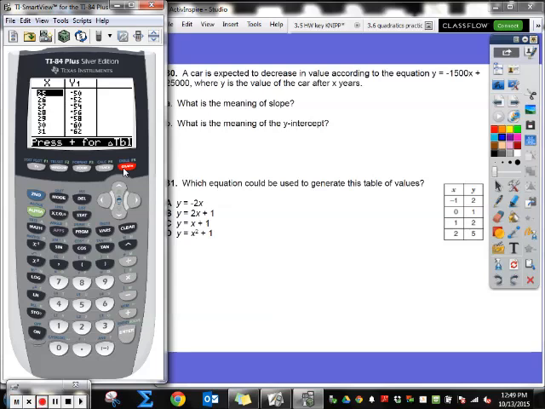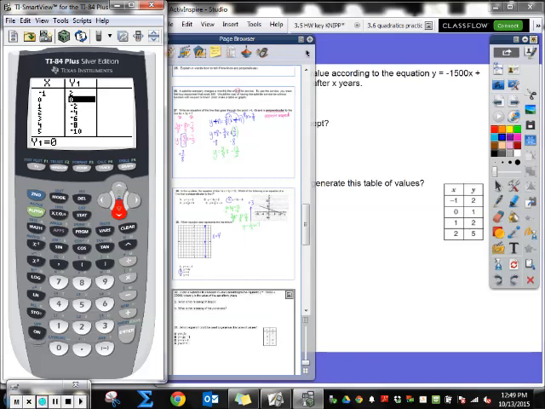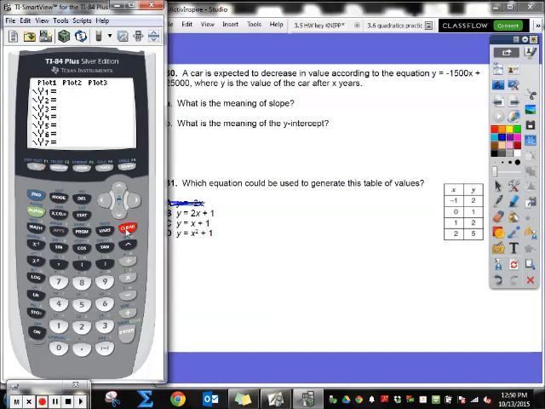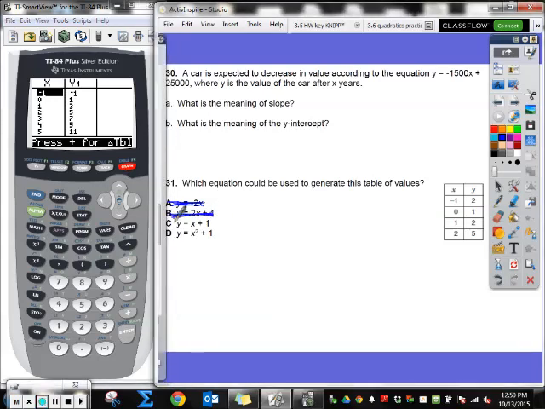So I'm going to change my window, and I'm going to start at negative 1, because that's the first one on my table. And if I look, the first one is 2, then I go to 0, 1. Well, notice on my table, 0 is 0 for A. So that means that that would not be the answer. Now I'm going to do the same thing with B. So I go back to my y equals, I clear it, I put 2x plus 1, I check my table, second graph, and then I check again. Well, this time when I check negative 1, the y value is not 2, so B is not my answer.